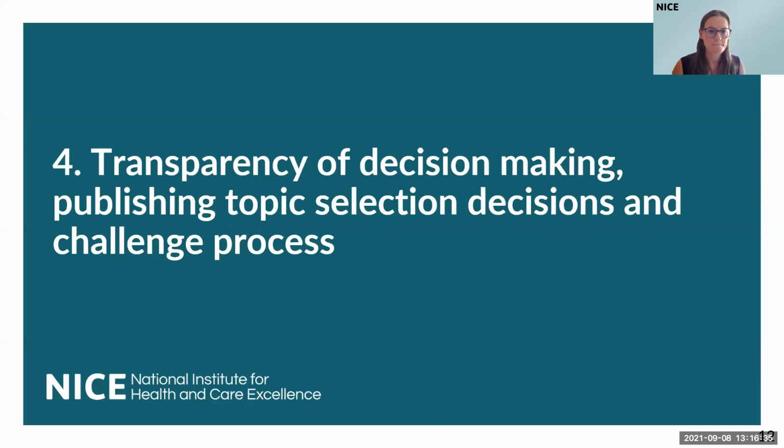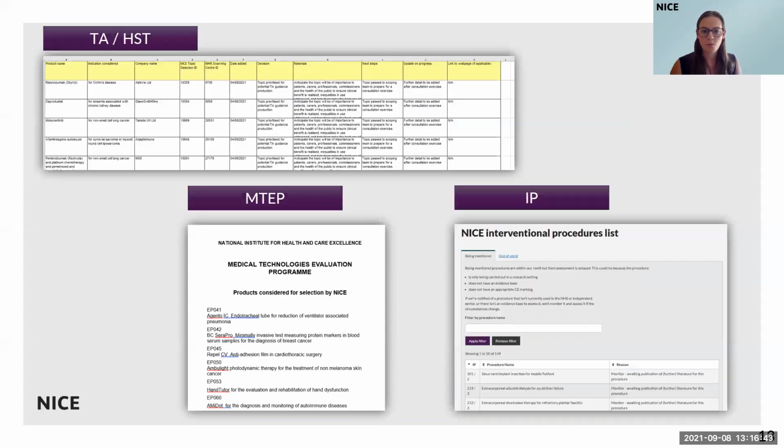Next slide, please. So transparency of decision making, publishing topic selection decisions, and the challenge process. So those of you that were in the webinar in the autumn that we did for the proposals last year, you'll remember that I did a poll as part of that webinar to ask you how you felt about the topic selection decisions, and did you agree with transparency and how you would like to see it. So as you can see on this slide, there are variances across our centre.